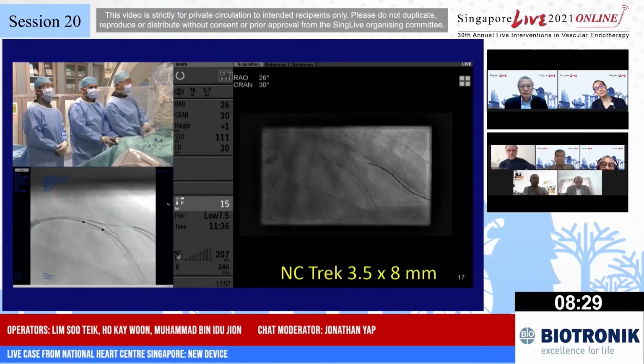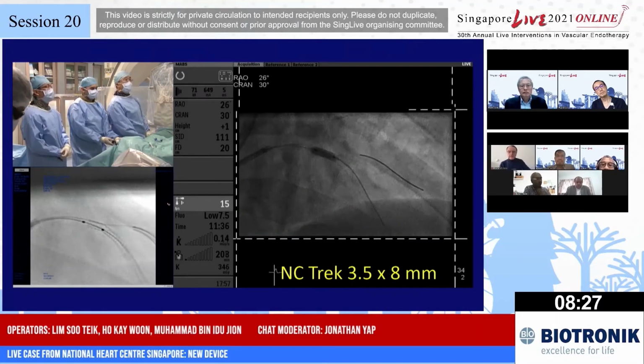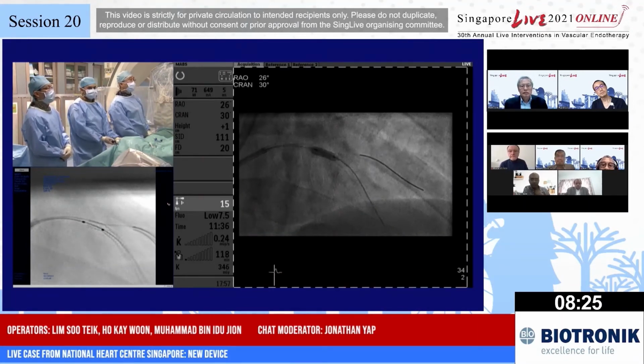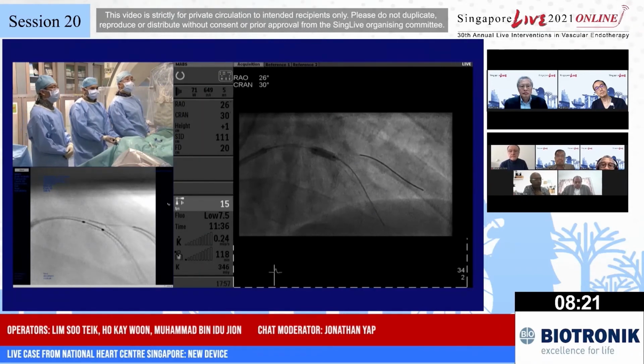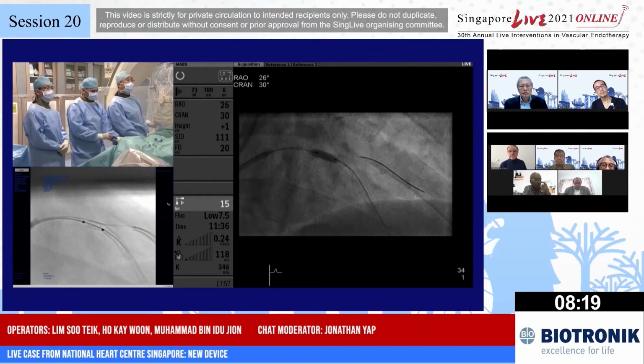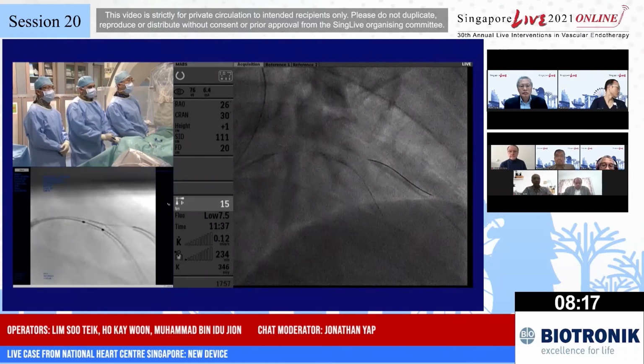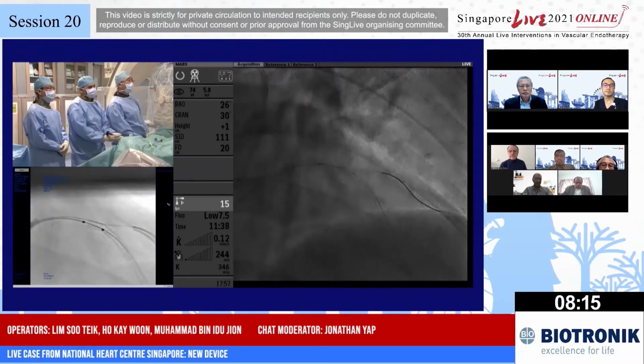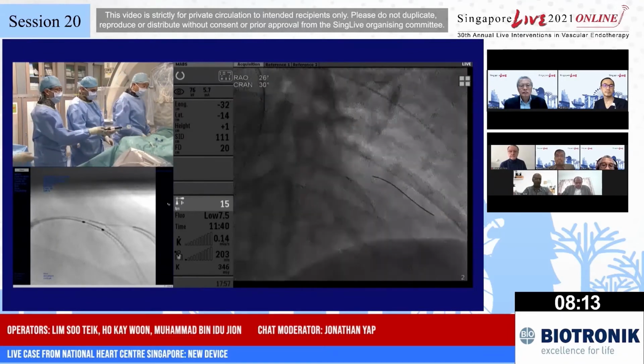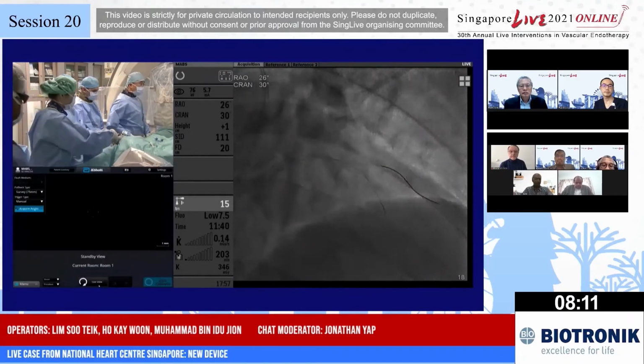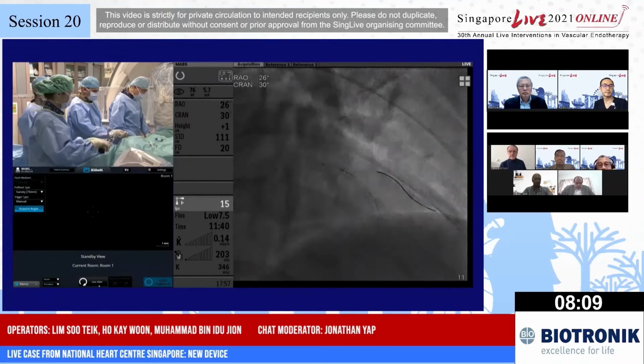So there's a 3.5 NC balloon that's inflated. Let's get the OCT catheter in and then do an injection plus the OCT at the same time.